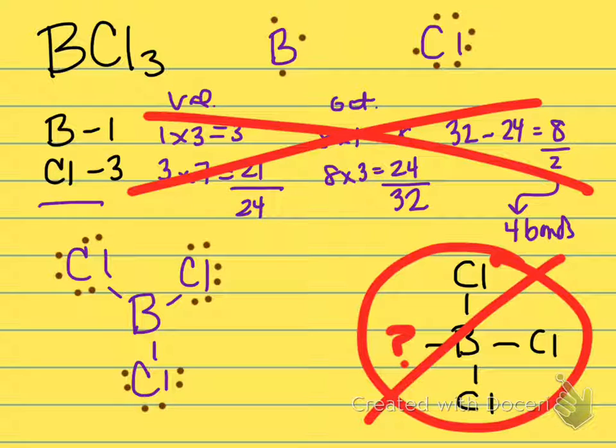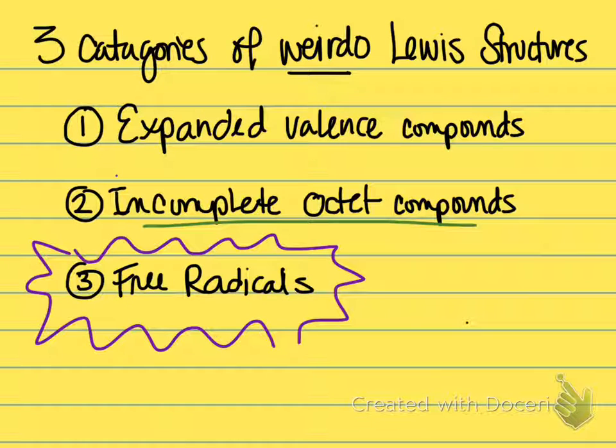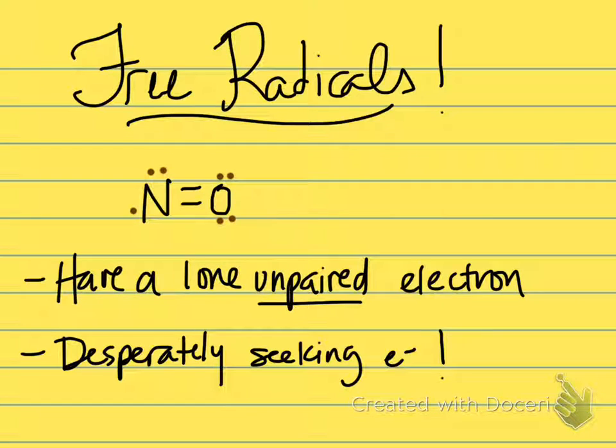Now let's talk about the last category of weirdo, and frankly, the one you're never going to see in this class. Free radicals! It sounds exciting. It sounds like revolution and intrigue and uprising. It's not. Free radicals are compounds like nitrogen monoxide. It's 1 nitrogen double bonded to 1 oxygen, and free radicals have a single lone unpaired electron.